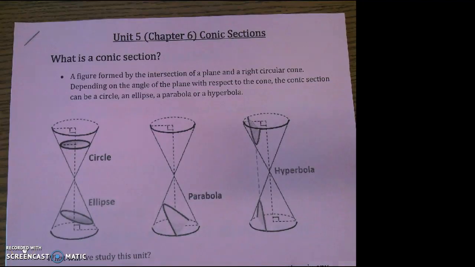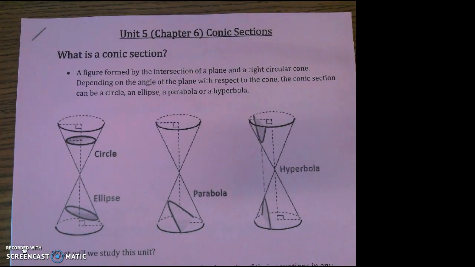Hi everyone, welcome to Unit 5, which is Chapter 6 out of your textbook, and it is about conic sections. So you might be asking, what is a conic section? A conic section is pretty much just a path that an object can take, and it comes from the intersection of a plane, just a flat surface, and a right circular cone.